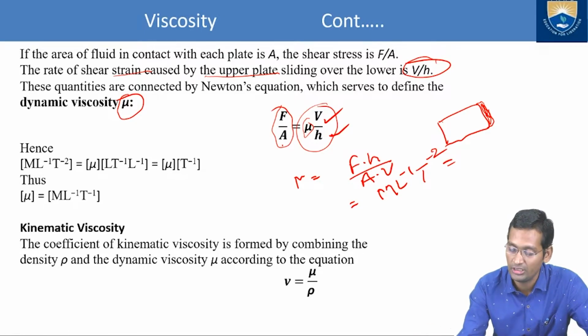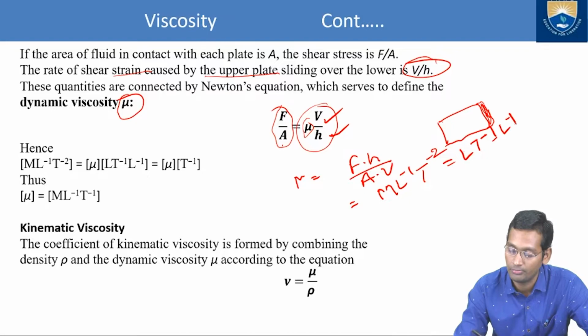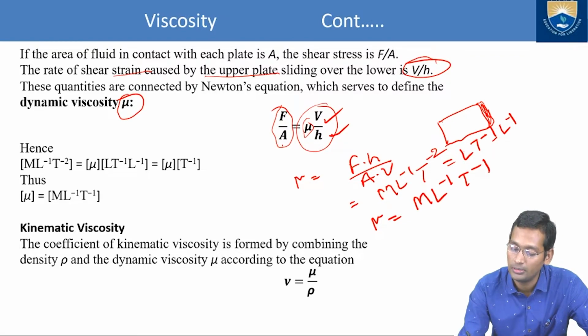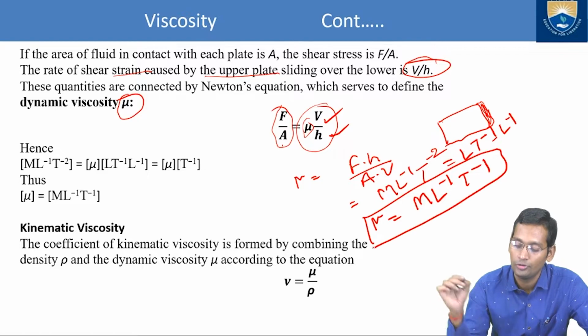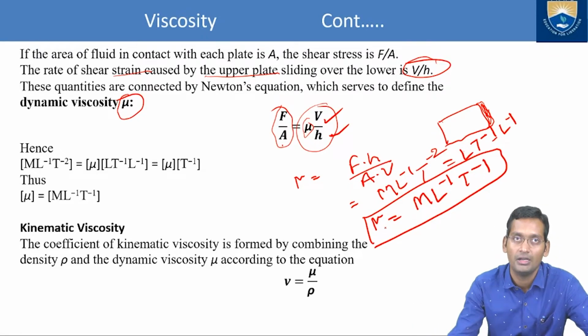So what will be the velocity? L T minus 1, okay, and height is L minus 1, right? So these two sides should be equal. So from here we can say mu equals M L minus 1 T minus 1 will be the unit of viscosity, that is the dimension of the dynamic viscosity.